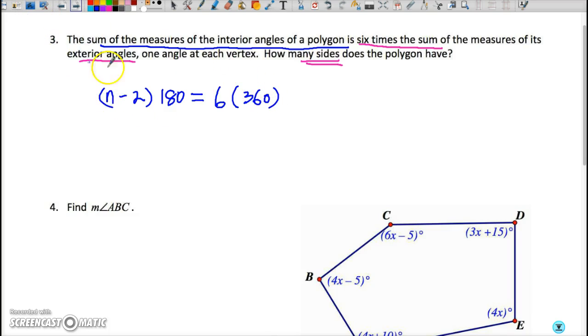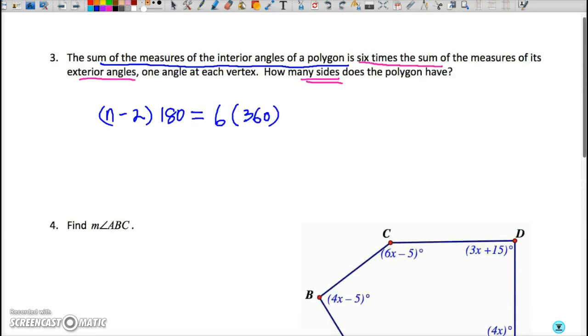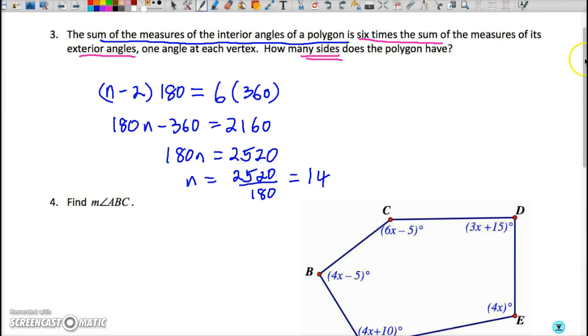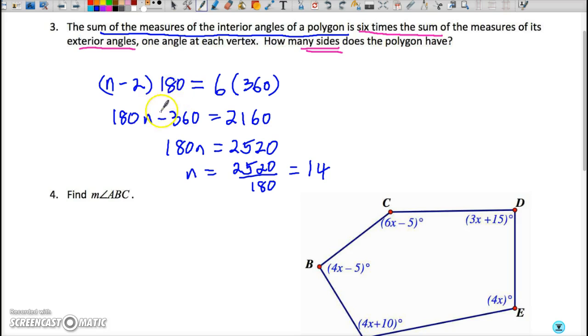Okay, starting to run out of time, so I'm just going to pause the video there and do that calculation separately, and then I'll show you the answer. Okay, so what I've done is written it out: I've expanded out the 180, multiplied 6 by the 360, moved the 360 over and divided by 180, and we have our answer, n is equal to 14.